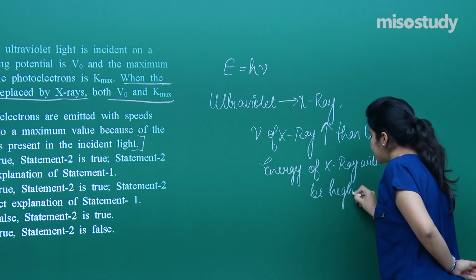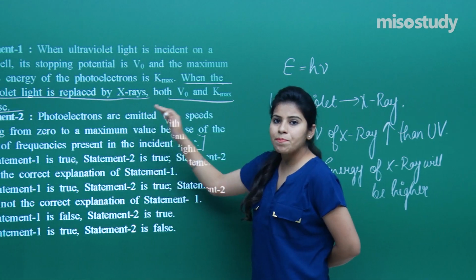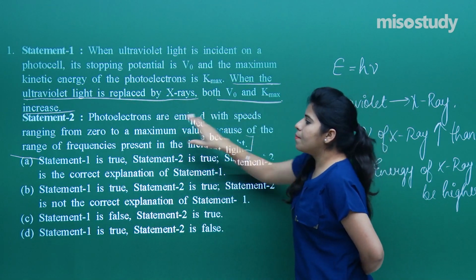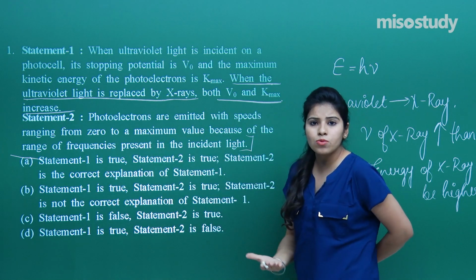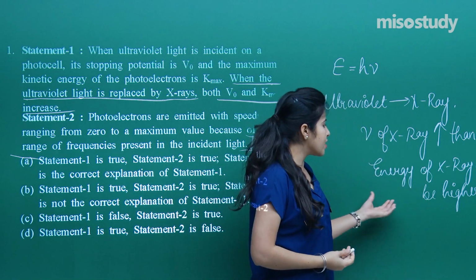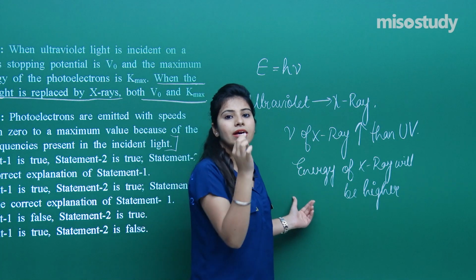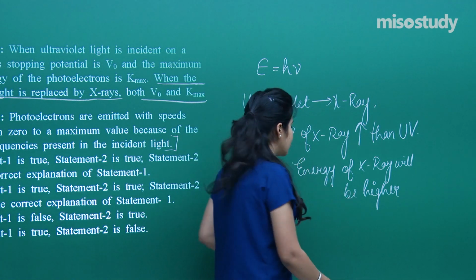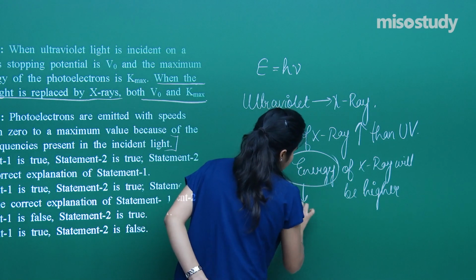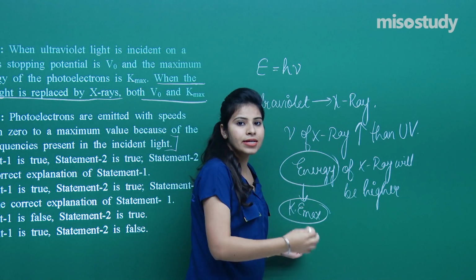In the question, let us see what the first statement was. According to it, when UV is replaced by X-ray, both V0 and K max increase. K max is the maximum kinetic energy. Because the frequency is increasing, we can say that the kinetic energy is increasing. So finally we can write this energy as Ke max, which means it is increasing.